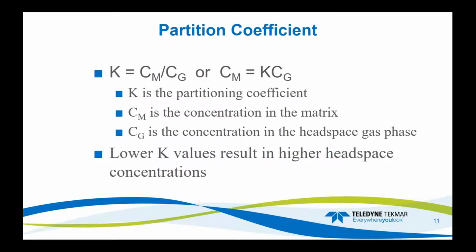Partition coefficient is equal to the concentration in the matrix divided by the concentration in the gas. Or another way to look at it is the concentration in the matrix is equal to the partition coefficient times the concentration in the gas. An interesting thing to keep in mind throughout our talk is that a lower K value will result in higher headspace concentrations of the sample.